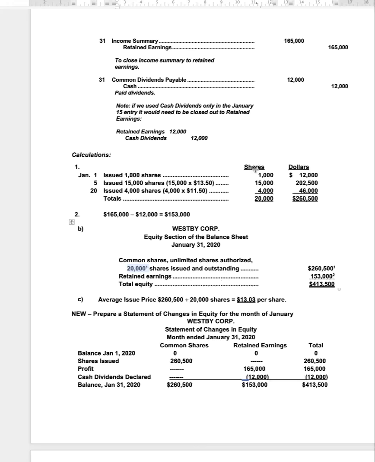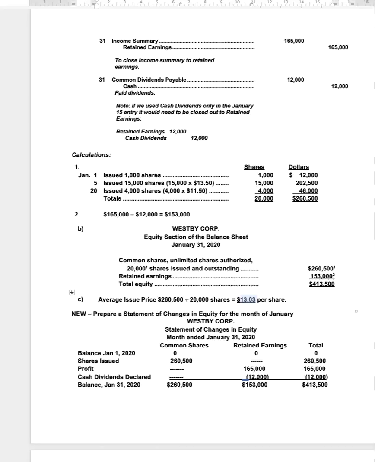Don't forget, for 1,000 shares, you got $12 a share. For 15,000 shares, you got $202,500. So it's a different amount per share, right? It's all varying. But on average, they gave you $13.03 a share.